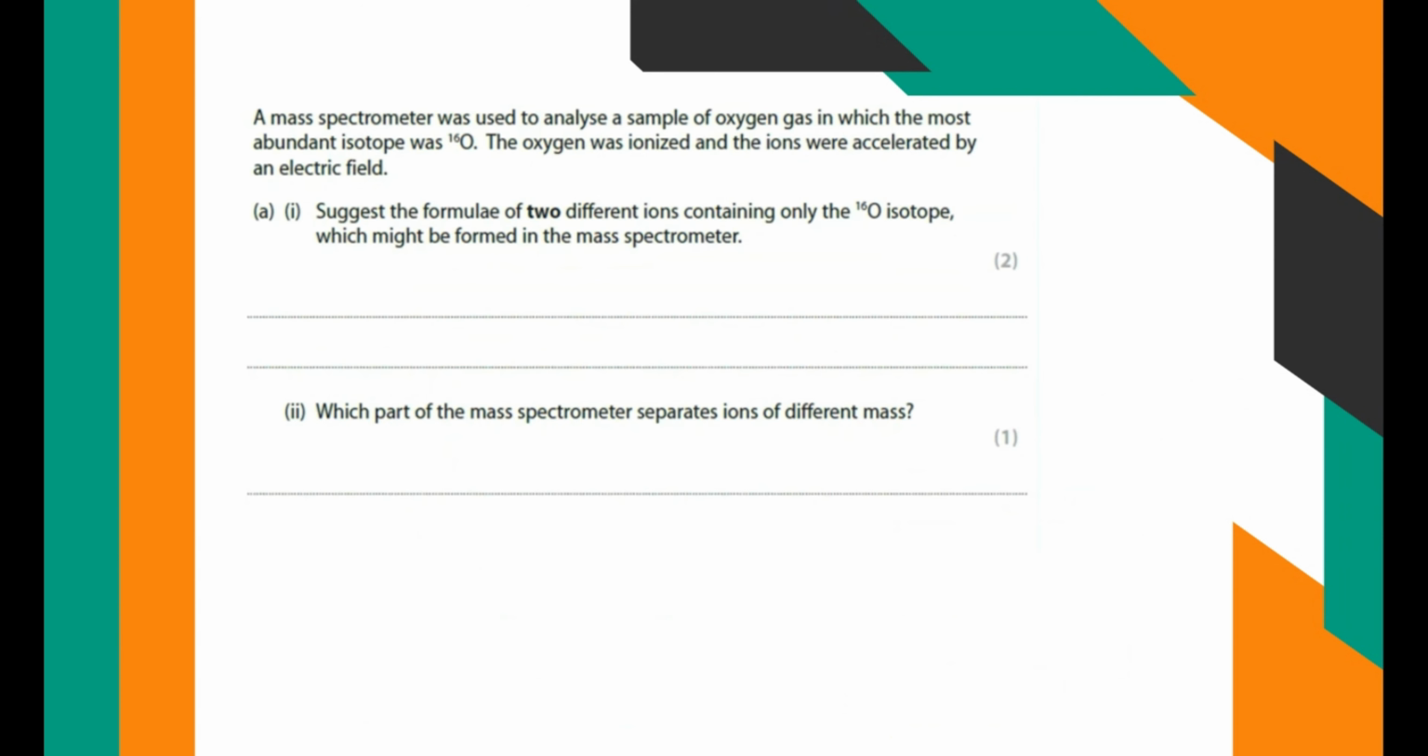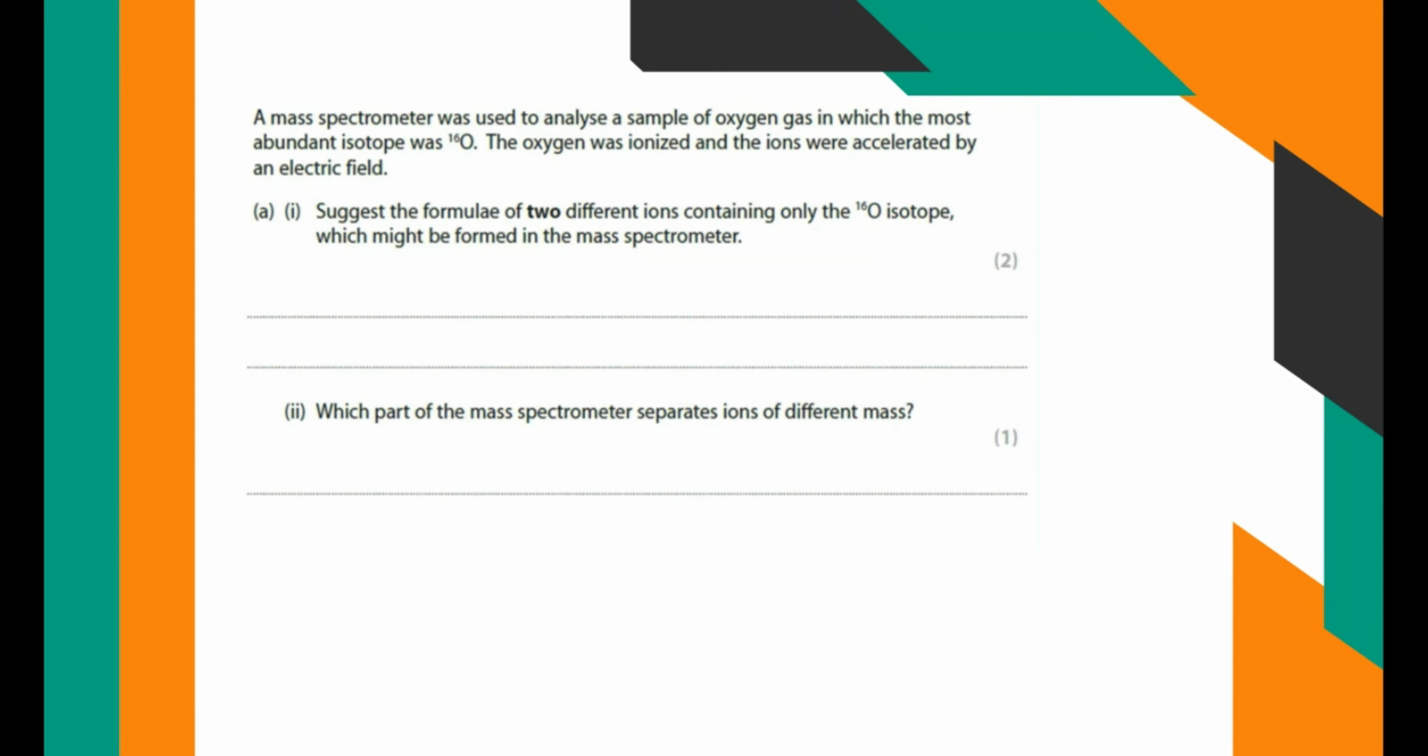A mass spectrometer was used to analyze a sample of oxygen gas in which the most abundant isotope was O16. The oxygen was ionized and the ions were accelerated by an electric field. Suggest the formula of 2 different ions containing only the O16 isotope, which might be formed in the mass spectrometer.